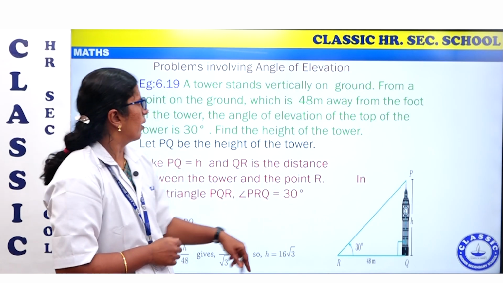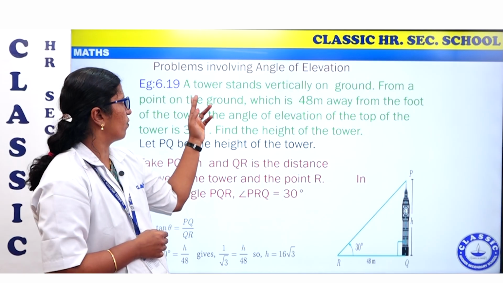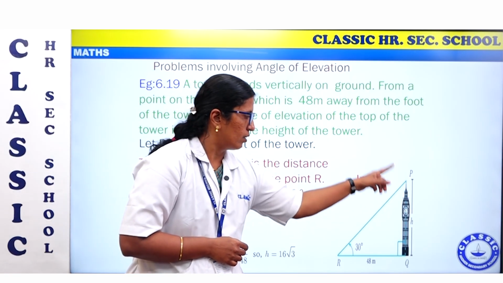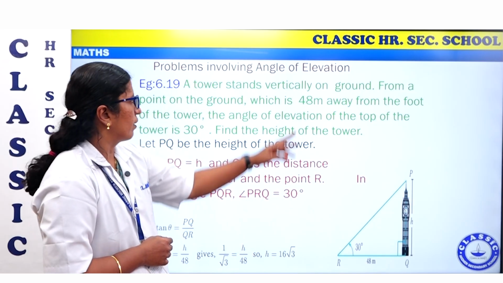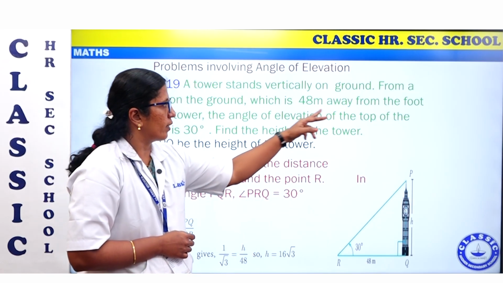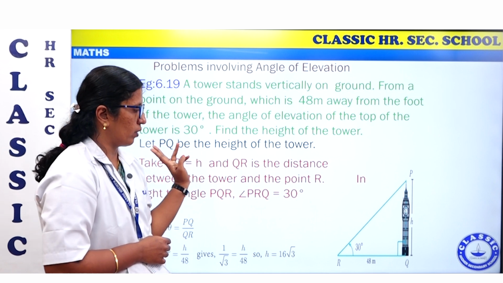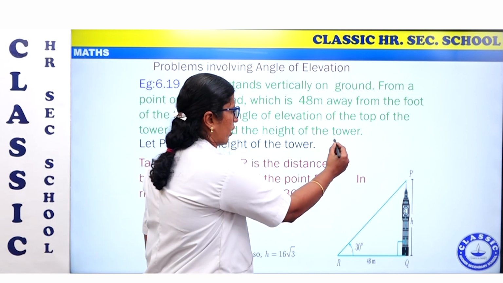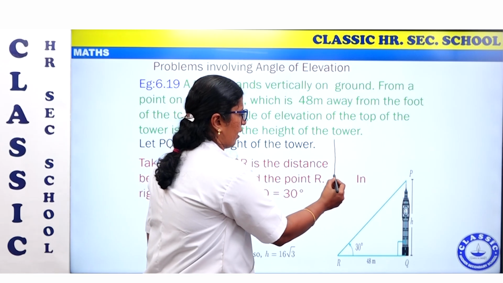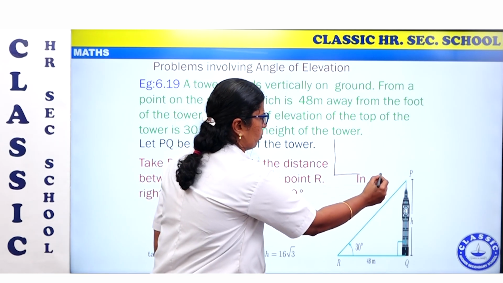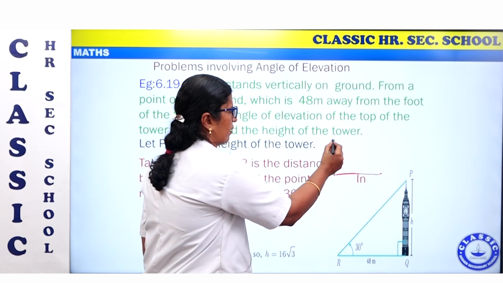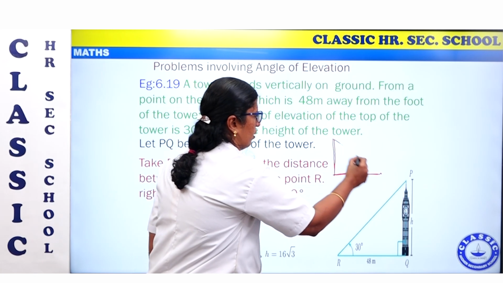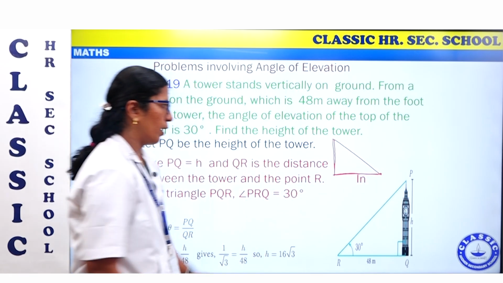Next, I am going to the problems, in a simple way. A tower stands vertically on the ground. Everyone should know the tower. It is in a vertical line, that means a standing line. And from a point on the ground, which is 48 meters away from the foot of the tower, there is one point. I will draw and show you. I am taking one tower, which is a vertical line. Second, I will mark the point on the ground and draw a horizontal line. The tower is a vertical line, and the point is on a horizontal line. If you join these two, this is the hypotenuse side.